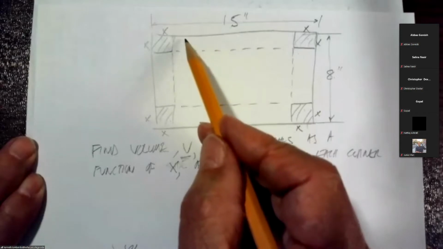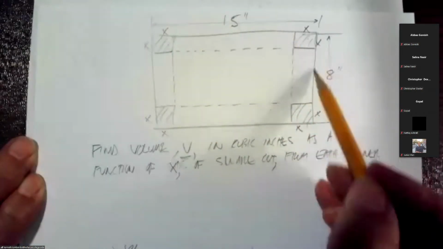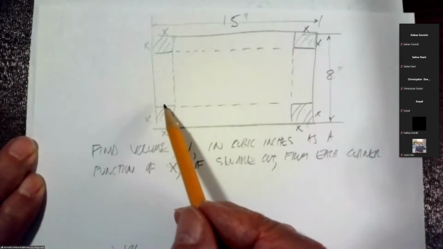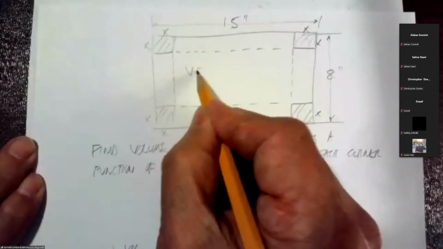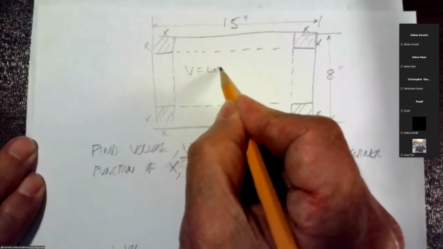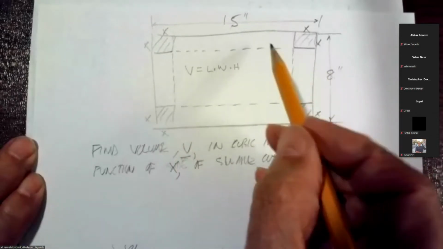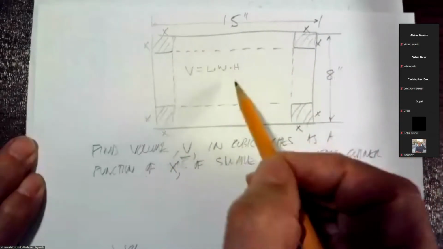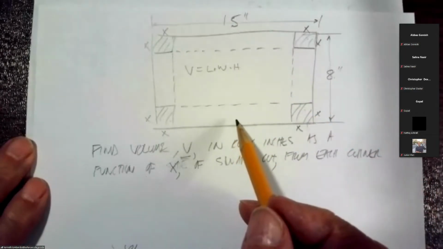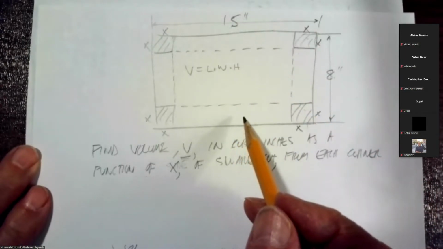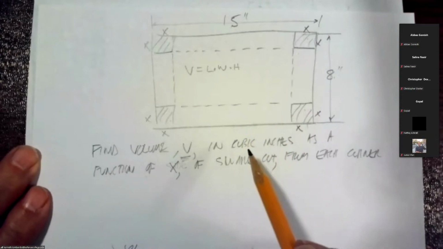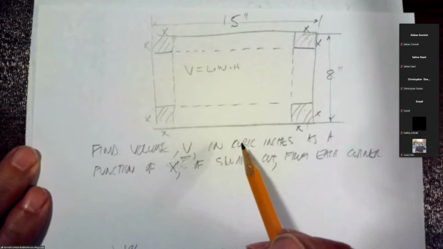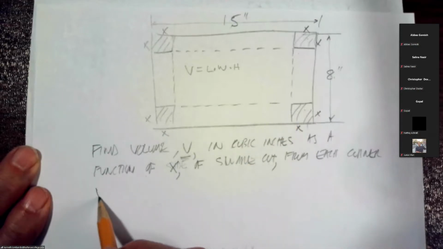So we want the volume when we turn up these edges here. And that's going to be length times width times height, isn't it? The volume equals length times width times height. That's going to give us a volume of what that box would carry, whether it's dirt or sand or water or whatever we're going to put in there. That would be the volume. So what we're asked to do is find V as a function of X.